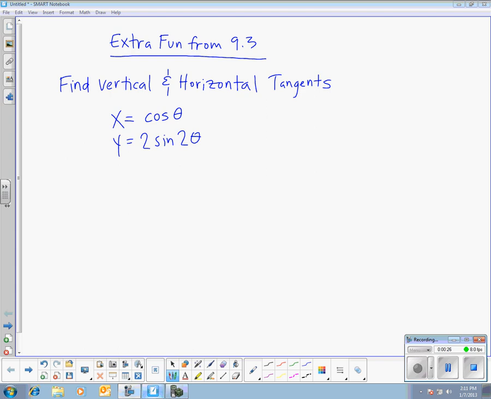So this is another Calc 1 skill. You find a horizontal tangent line, basically you're finding where the slope is 0. And a vertical tangent line is when the slope is undefined or number over 0. So let's just review. The slope of this graph in terms of x and y is going to be dy d theta over dx d theta.